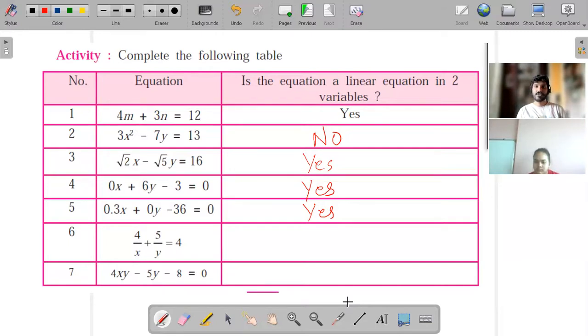When do we say that the equation is linear? When the power is 1. Power of the variable should be 1. So is it a linear equation? Yes, it is.